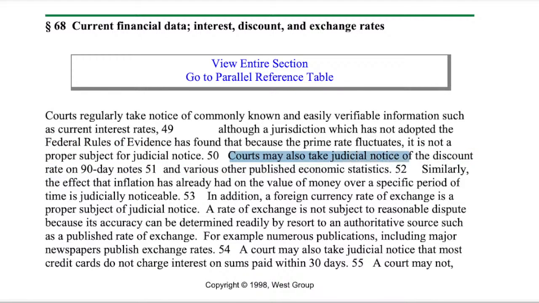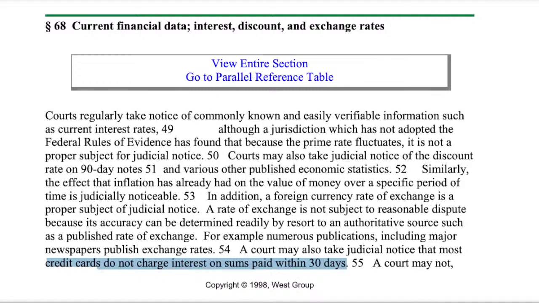Courts may also take judicial notice of the discount rate on 90-day notes and various other published economic statistics. Similarly, the effect that inflation has already had on the value of money over a specific period of time is judicially noticeable. So we've already gone over that one. In addition, a foreign currency rate of exchange is a proper subject of judicial notice. A rate of exchange is not subject to reasonable dispute, because its accuracy can be determined readily by resort to an authoritative source, such as a published rate of exchange. For example, numerous publications, including major newspapers, publish exchange rates. A court may also take judicial notice that most credit cards do not charge interest on sums paid within 30 days.